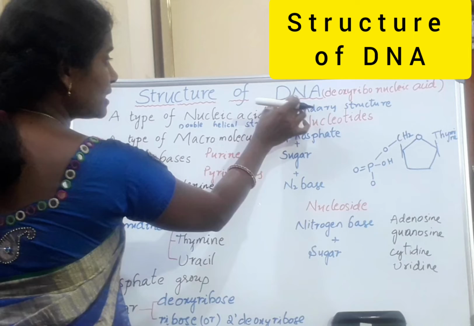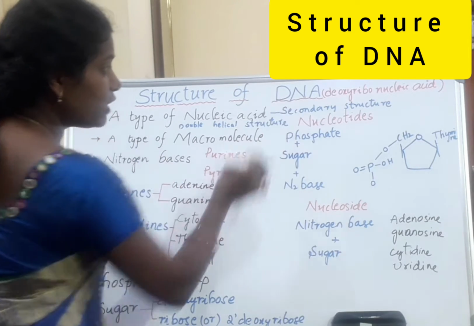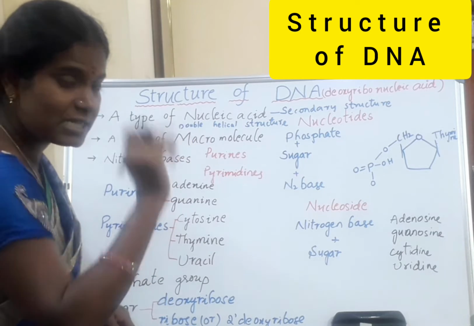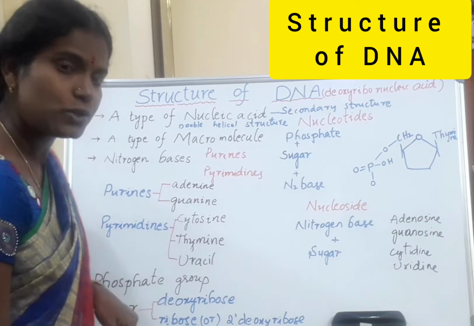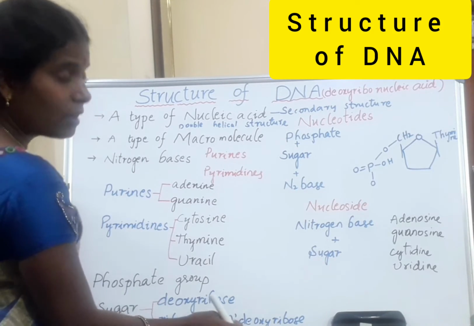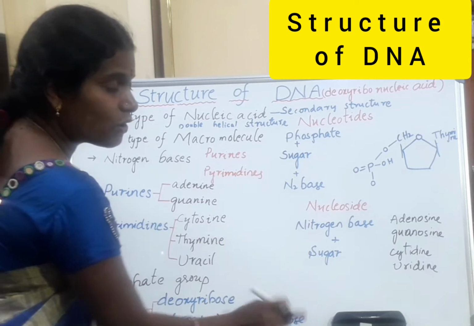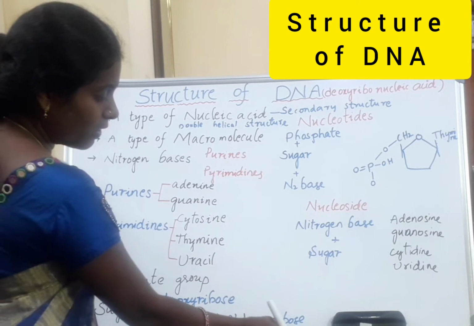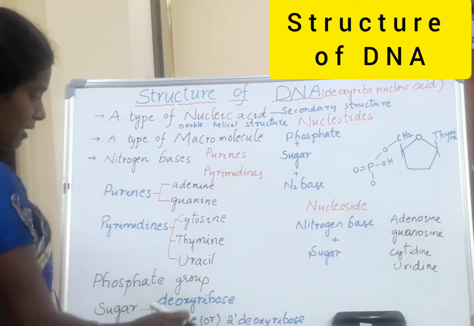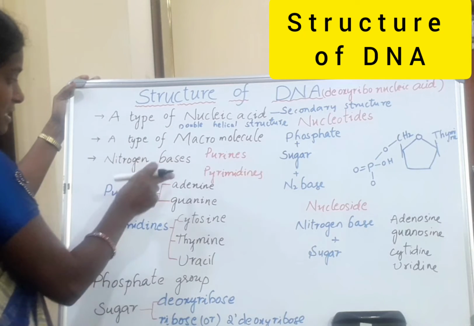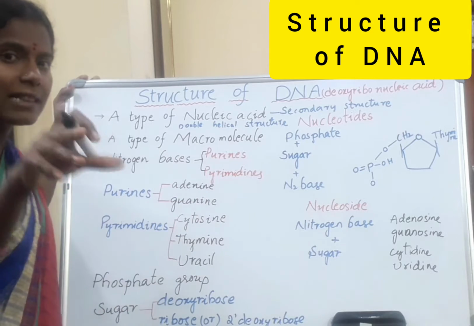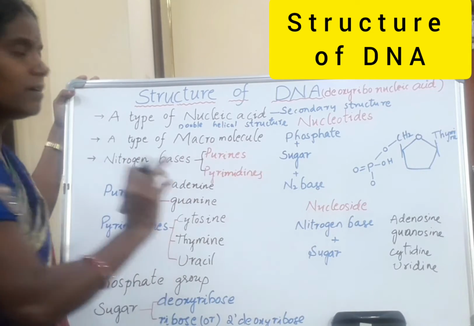They are nitrogen bases, phosphate group and sugar. As we are observing, in DNA, D stands for deoxyribose. So the type of sugar in DNA is deoxyribose sugar. In the case of RNA, it is ribose sugar. Deoxyribose sugar means it lacks the oxygen at the 2nd carbon. So what are the components in the DNA structure? Nitrogen bases. Nitrogen bases are again of two types, purines and pyrimidines.